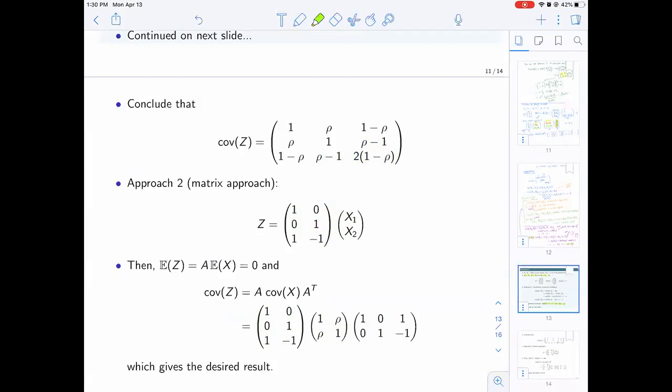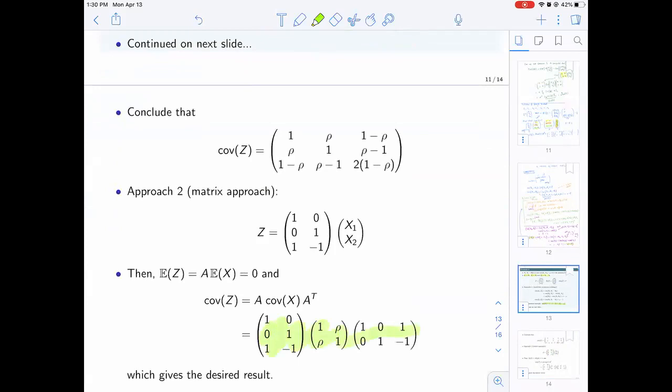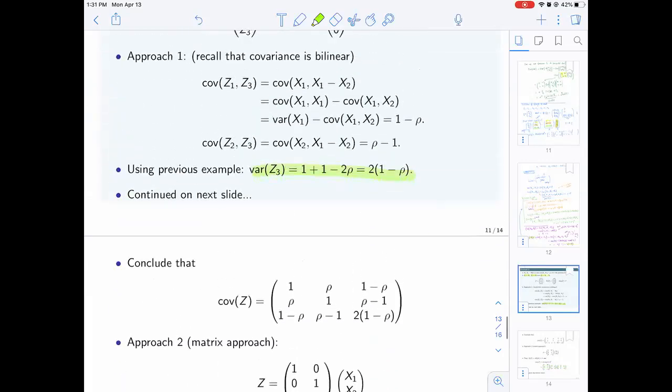There are advantages and disadvantages. This approach has the advantage if you want to compute the full covariance matrix. That gives you an easy way of directly computing it, especially if you're doing it on a computer. This approach is useful if you just care about a single element. You don't want to compute the full covariance matrix. Let's say I just care about the variance, I directly compute the variance of Z3. Or I just care about the covariance of Z1 and Z3, that's what I compute. So they have advantages and disadvantages, but you should know both approaches. They're very useful.